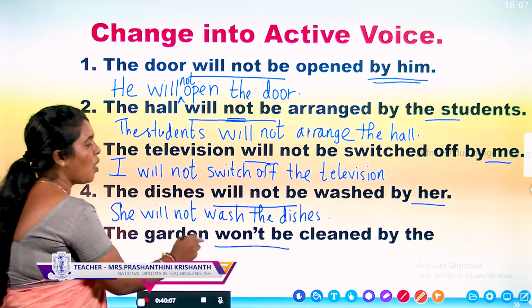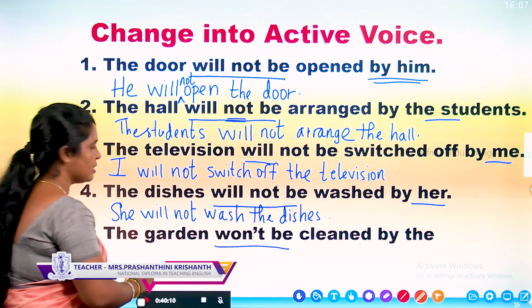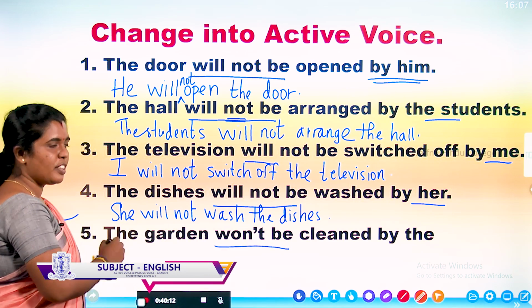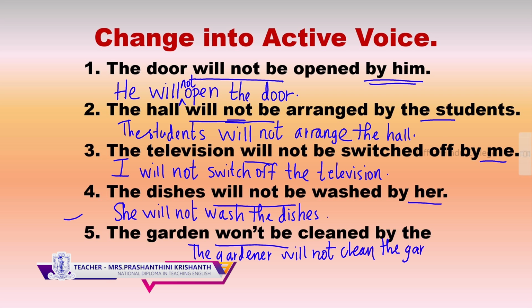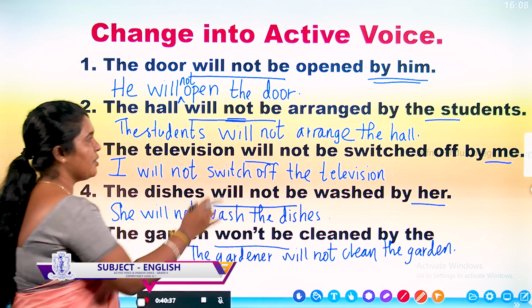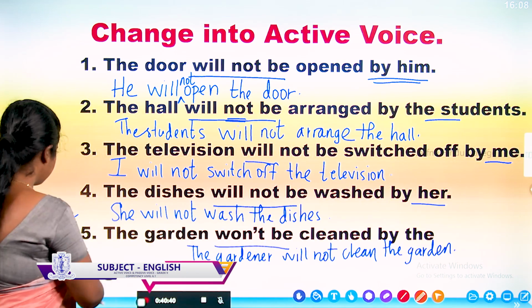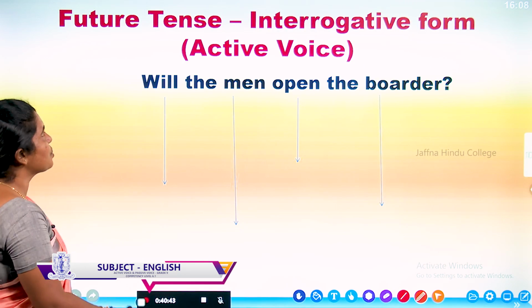Number 5, last one. The garden won't be cleaned by the gardener. So the subject of the sentence is the gardener. So the gardener will not. What is the main verb? Clean. The object is the garden. Clean the garden. Okay, so this is negative. That's why we are using not. Right. Let's go to the next one.